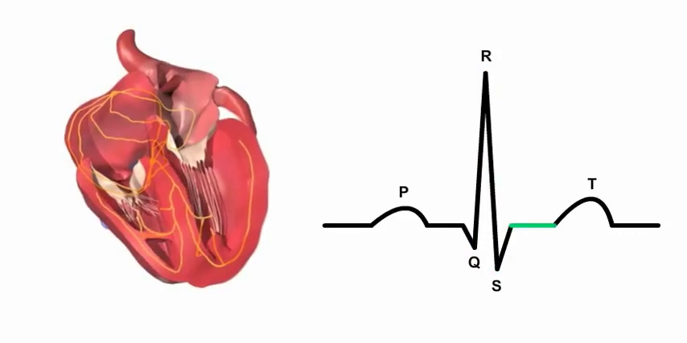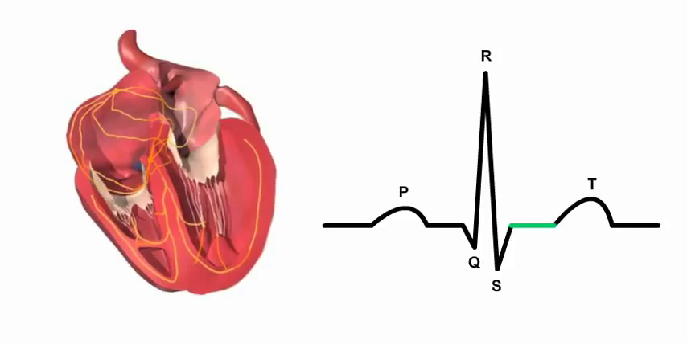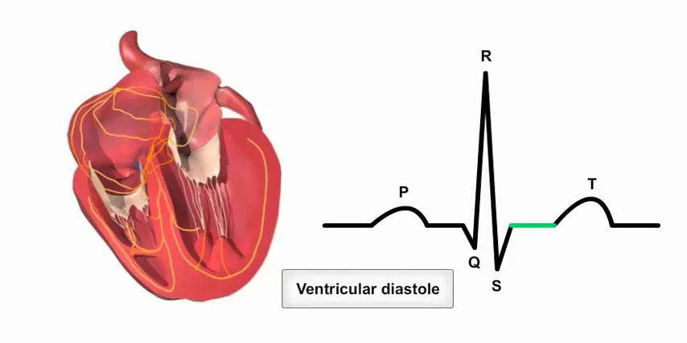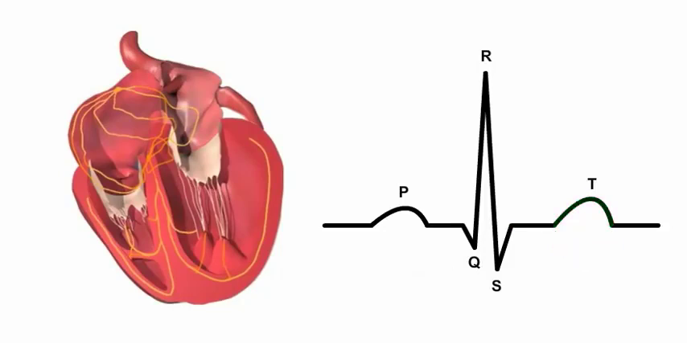Finally, as the signal passes out of the ventricles, the ventricular walls start to relax and recover, a state described as ventricular diastole. The dome-shaped T wave on the ECG marks this ventricular repolarization. On the ECG, the ST segment depicts the period when the ventricles are depolarized. The QT interval represents the time it takes for both depolarization and repolarization of the ventricles to occur.